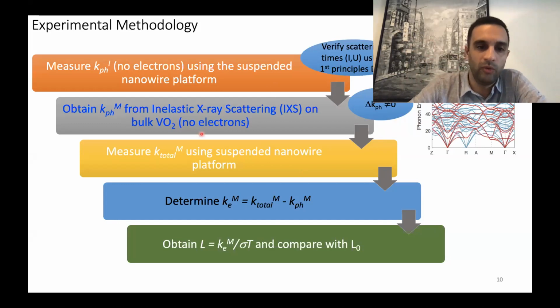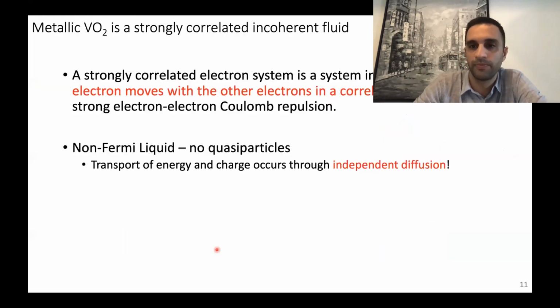So now we can measure the total thermal conductivity in the metallic phase at high temperatures using the suspended nanowire platform. Then you can subtract to obtain the electronic part directly, right? So it's quite an involved measurement. Using this electronic part in the metallic phase, which people haven't studied before, we can then measure the Lorentz number and compare with what you would expect from the Wiedemann-Franz law that I showed you before. So this is clearly violated.